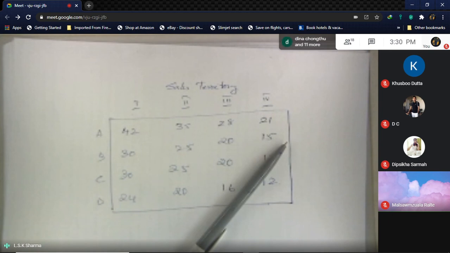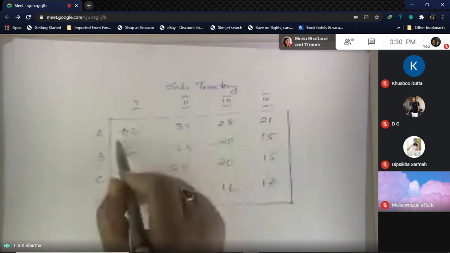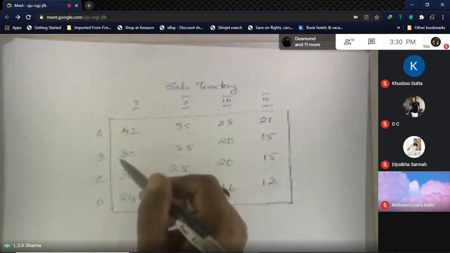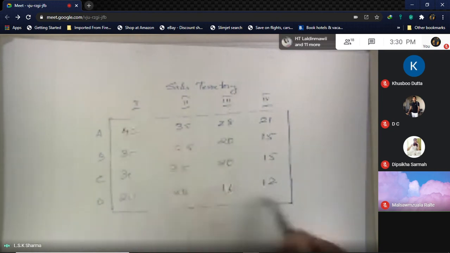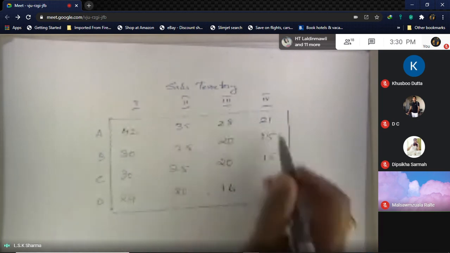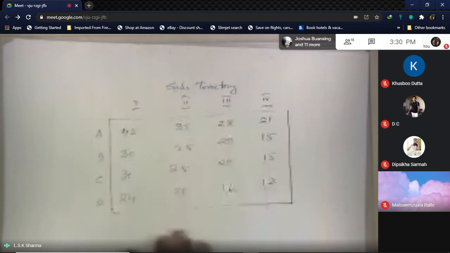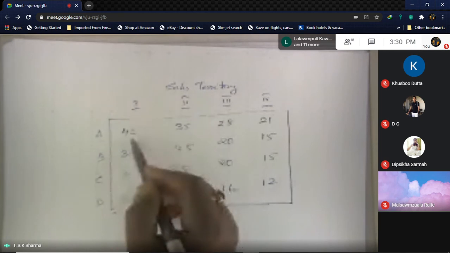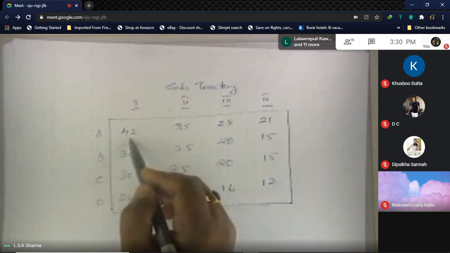In order to solve this problem, you subtract every number from the highest number. You can go row wise or column wise also, but you can take the highest element in this matrix and subtract from it. Don't take the minus sign, use it as a modulus. So 42 is the highest number, right? So I'll subtract from 42.